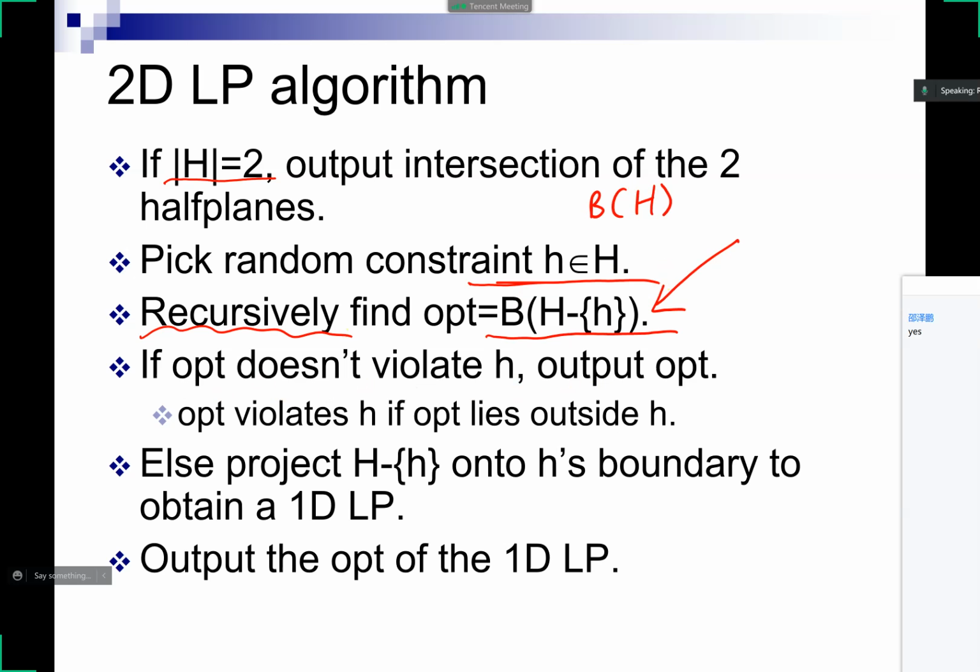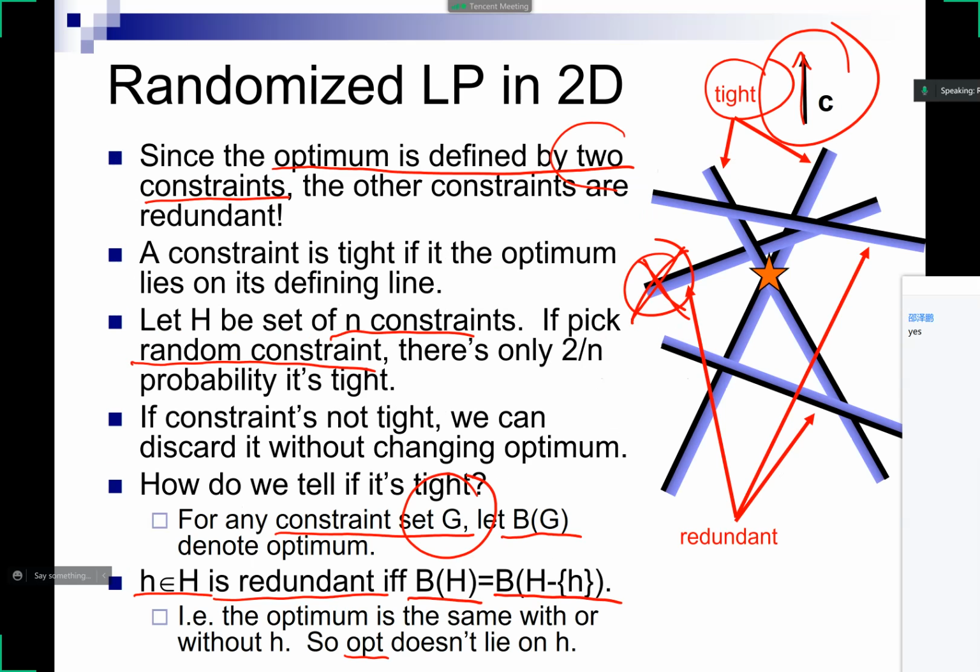What I mean by doesn't violate h is that, for example, suppose you chose to throw away this constraint. Then the optimum actually satisfies this constraint that we picked, right? Because this constraint just says that the points have to lie on this side of this line, and this star point indeed lies on the side of this line.